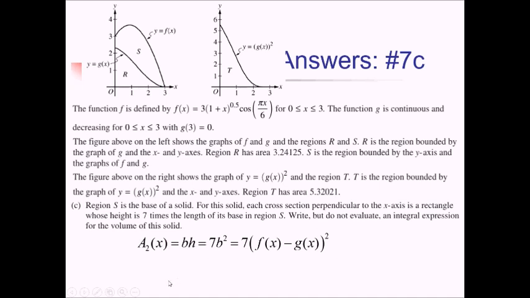So the volume then is just going to be the integral from 0 to 3 of, and now there's options here. You could write A sub 2 of x dx since you just defined that, or you could write out this whole thing and stick a dx after it. Either of those would be acceptable. And they said do not evaluate, so we will definitely take them up on that and not evaluate. Done.